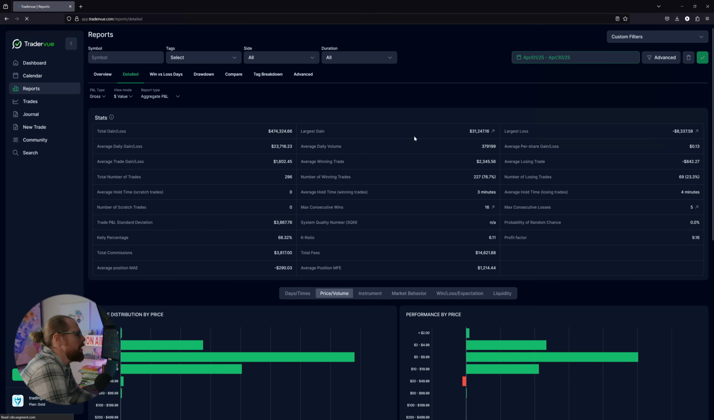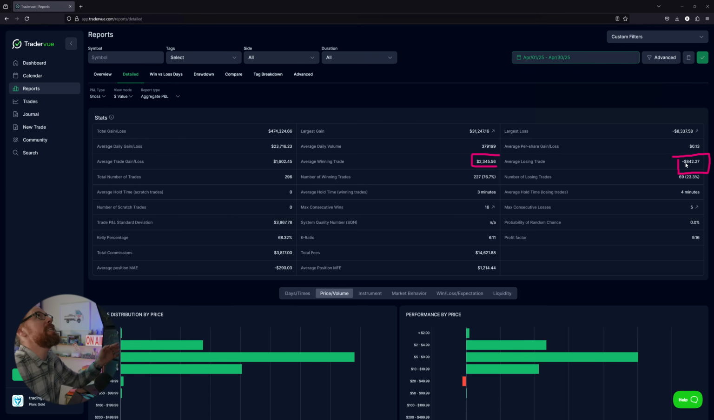Okay, so first of all, I look at high level accuracy, 76.7%. That's fantastic. In fact, for me, that's above average. I typically am closer to 68, 70%. So it's well above average, which is great. Average winning trades, $2,300. Average losing trades, $842. So now this gives me a little bit of insight into my profit to loss ratio. And this really is a terrific profit to loss ratio.